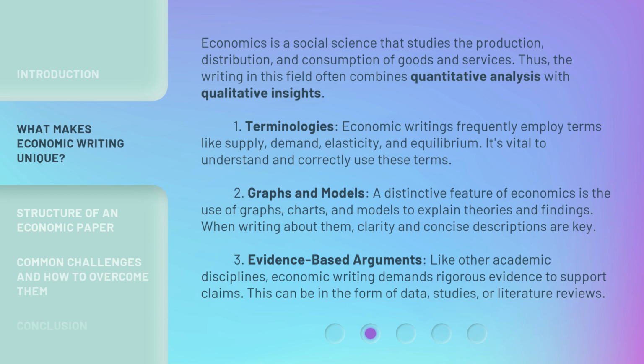2. Graphs and models. A distinctive feature of economics is the use of graphs, charts, and models to explain theories and findings. When writing about them, clarity and concise descriptions are key. 3. Evidence-based arguments. Like other academic disciplines, economic writing demands rigorous evidence to support claims. This can be in the form of data, studies, or literature reviews.